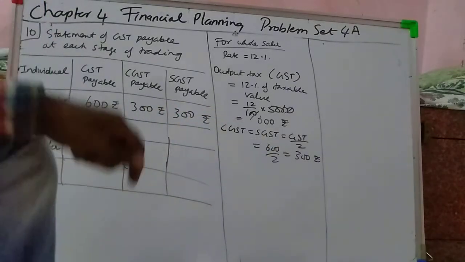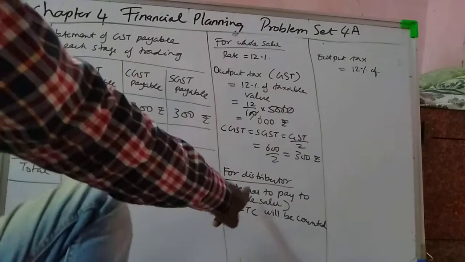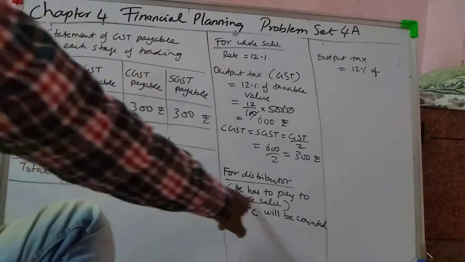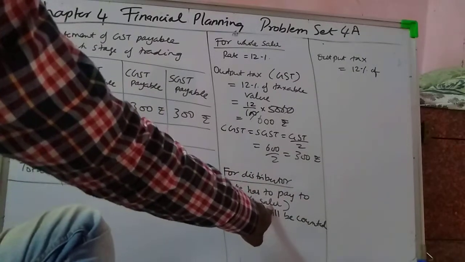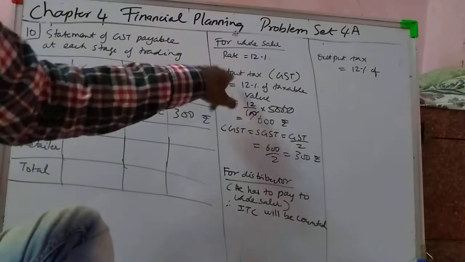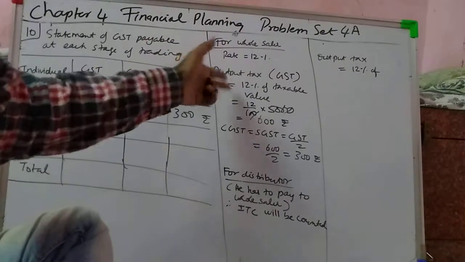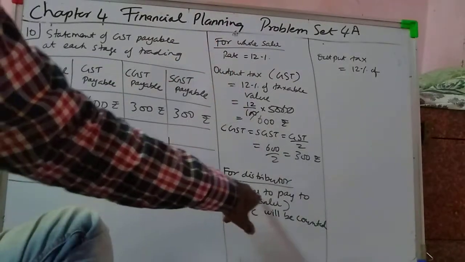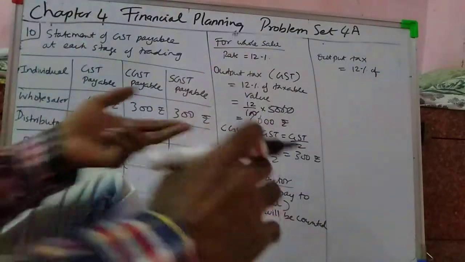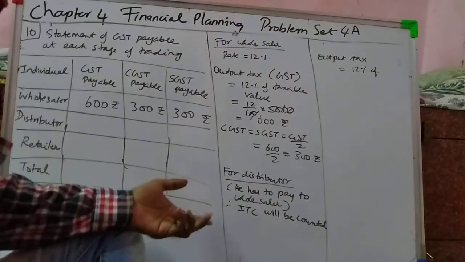Okay. Now let us calculate for the distributor. The distributor will purchase from the wholesaler, so he has to pay to the wholesaler. Therefore ITC will be counted. Here for the wholesaler, ITC is not counted, because there is no need to pay. But the distributor has to pay to the wholesaler, so for this the ITC, input tax credit, has to be counted. So first take the output tax, then the input tax.